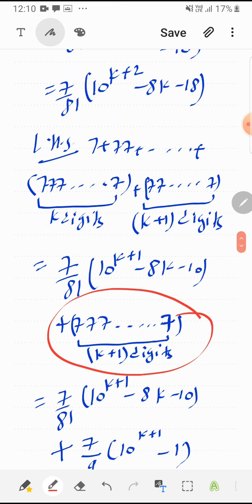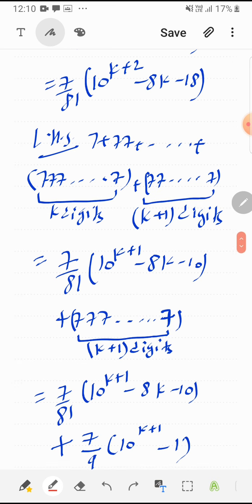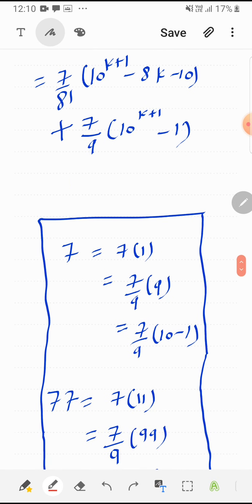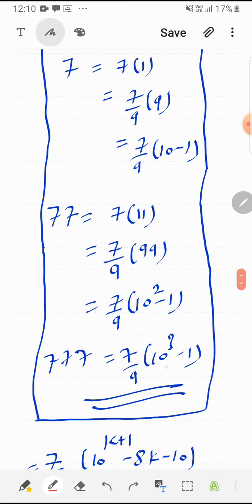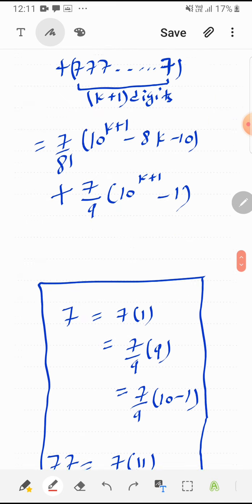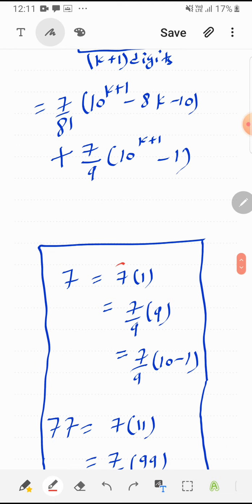Now this is the most important part of this question, that I am simplifying this term. How? The reason is there. 7 can be written as 7 into 1, then it can be multiplied and divided by 9, and this 9 can be written as 10 minus 1. Similarly 77 is 7 into 11, then again multiply and divide by 9, so it becomes 99, and this can be written as 10 square minus 1. Similarly the third can be written as 10 cube minus 1, and so on, so that the number of 7s is the power of this 10.